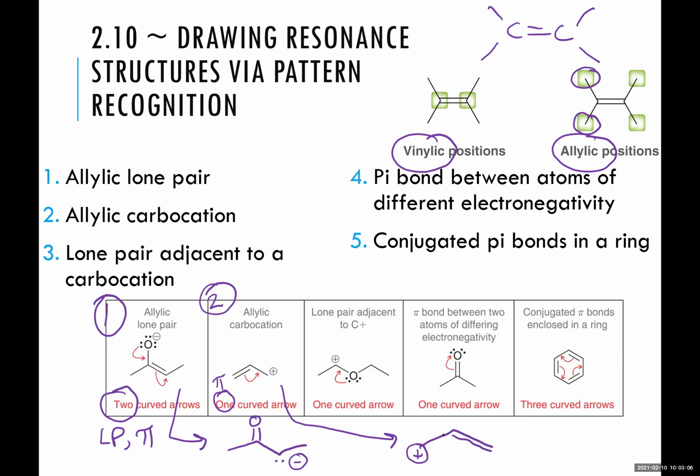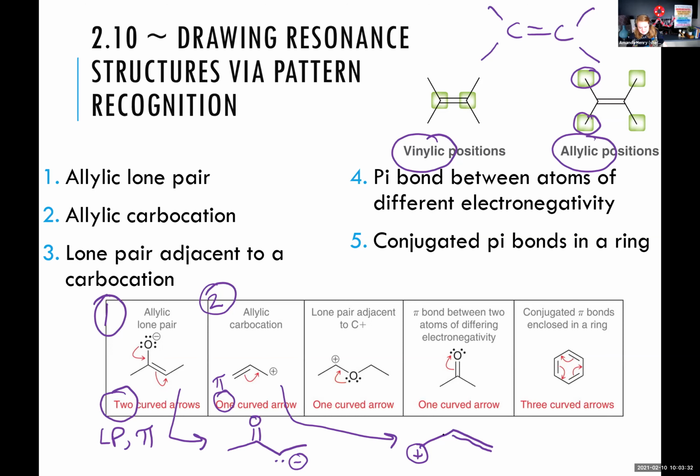For the first one, for the allylic lone pair, would the oxygen have a positive sign if you're giving away one of the lone pairs to make a pi bond? If it was neutral to start with, yes. But because it's negative to start with, when we give away that lone pair, it goes back to being neutral. Okay, okay. Oh, because of the negative. Okay, that makes sense. Yeah.